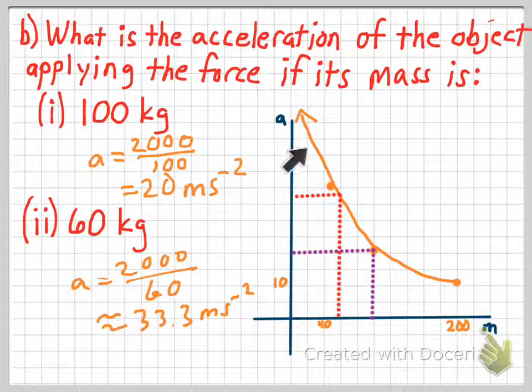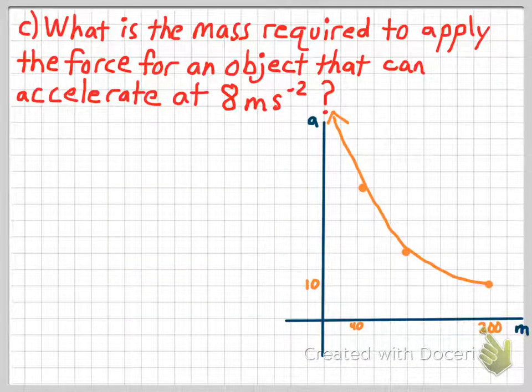If IB gave you the graph, you could trust this method in order to figure out what that acceleration would have been. All right, one more part to this question. And it's kind of going backwards from what we just did. Now it's asking what is the mass required to apply the force for an object that can accelerate at 8 meters per second squared. Tell you what, I'm going to change that. Instead of 8, let's say 15 meters per second squared. Because the other way, the mass was not going to be less than 200 kilograms. All right, well, two ways of doing this. One of them is using the equation again, and this is the more accurate way of doing it. You're going to get a more precise answer.